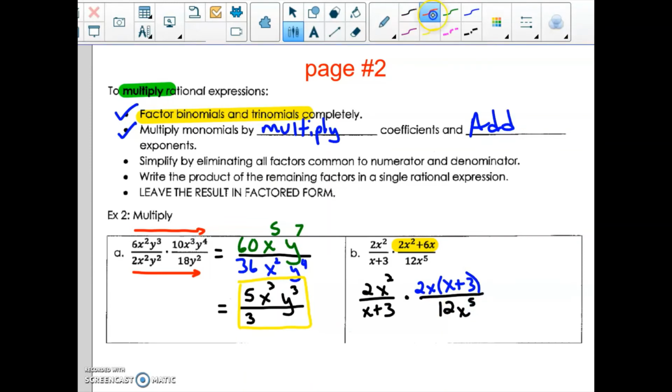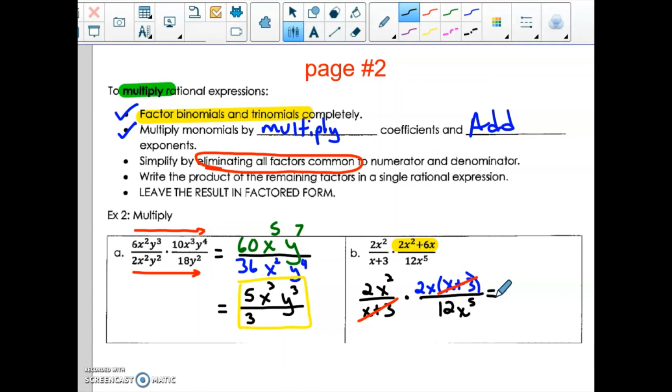One of the things you're going to start to recognize is that when you have the same factor on the top and the bottom, they can simplify, or you can eliminate them. So simplify by eliminating factors. We have factors of x plus 3 on the top and the bottom, so they can eliminate each other. After that, we're going to multiply top, top, bottom, bottom.